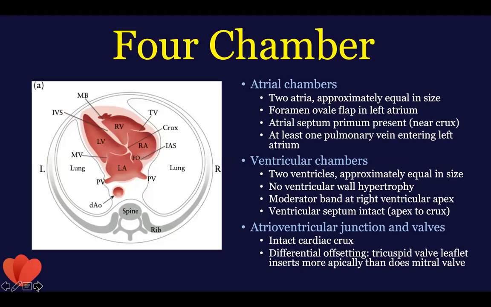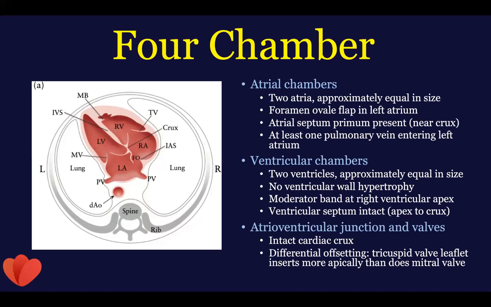So the four-chamber. In the four-chamber, as you can see here by this diagram, there are two atria. They're approximately the same size. As gestational age increases, usually the right side of the heart dilates a little bit more than the left. You want to look for the flap of the foramen ovale, which you can see here, which should bow to the left atrium. Also looking for the primum septum, which you can see here at the crux of the heart, and looking for at least one, if not two, pulmonary veins entering the left atrium.